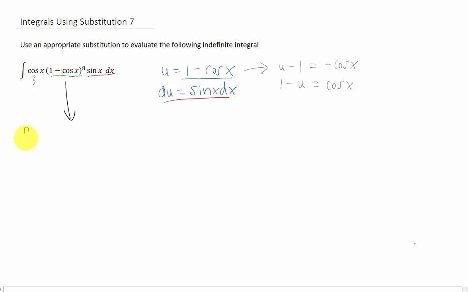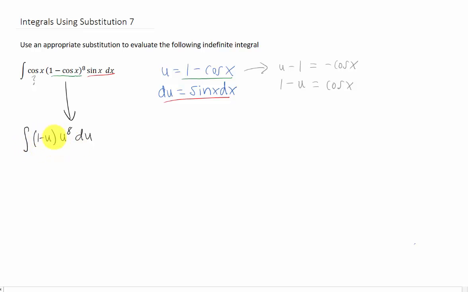Well, great. Now we're in a position where we can just substitute everything in. Cosine of x is 1 minus u. 1 minus cosine of x, the quantity to the 8th, is just u to the 8th. And the sine of x dx is our du. Now we've changed our integral with respect to x with all x variables into an integral with respect to u with all u variables. And that's really good. The only question is, can we integrate it? Well, in its current form, I don't think we can.